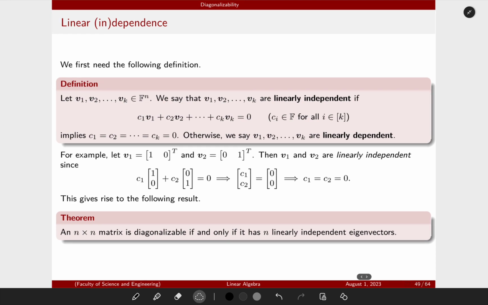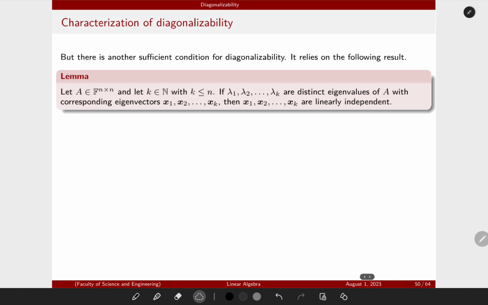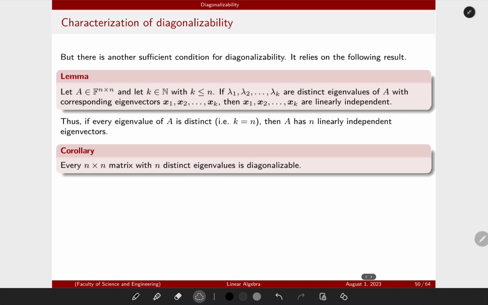On the previous slide we had that it is diagonalizable if and only if it has n linearly independent eigenvectors. So we see that if k is equal to n, then all the eigenvalues are distinct, and so all the eigenvectors are linearly independent, so the matrix is diagonalizable by the previous theorem. So yes, exactly. If k is n, then it follows that the matrix is diagonalizable. So every n by n square matrix with n distinct eigenvalues is diagonalizable.